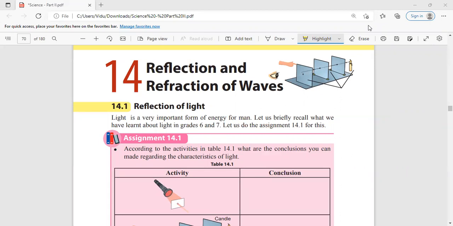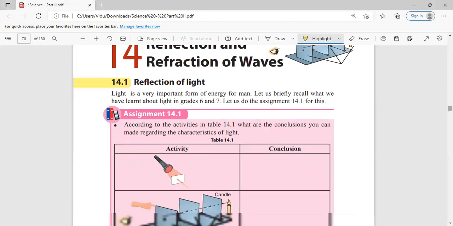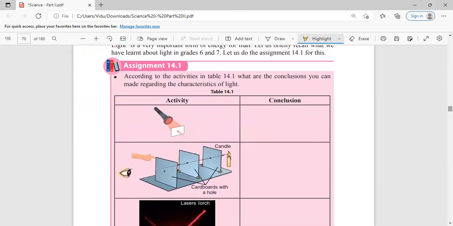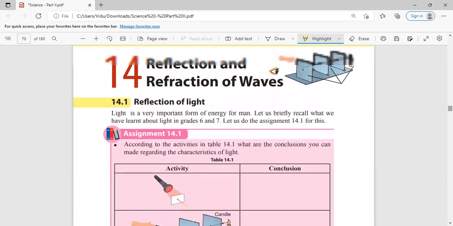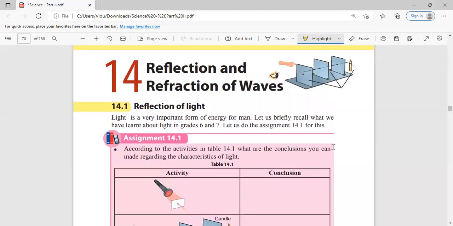Let us briefly recall what we have learned about light in grade 6 and 7. So assignment 14.1. According to the activities in table 14.1, what are the conclusions you can make regarding characteristics of light? Here you did all these activities in grade 6 and 7.